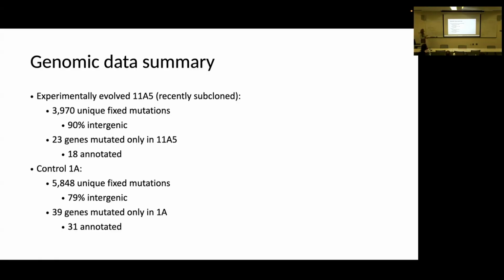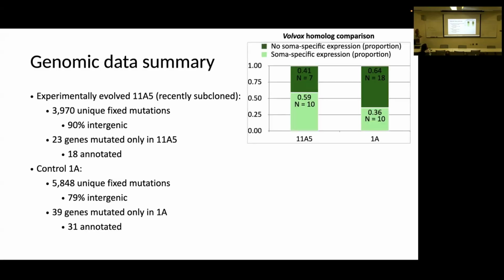And I identified 23 genes that have mutations in 11A5 and no mutations in the control, and 39 genes that have mutations in the control and no mutations in 11A5. And I was able to annotate most of these genes. When I looked at the Volvox homologs, I found that in 11A5, the majority of these genes have a Volvox homolog that has somatic-specific expression. So we're seeing changes in genes that are expressed in the somatic cells of Volvox carteri.